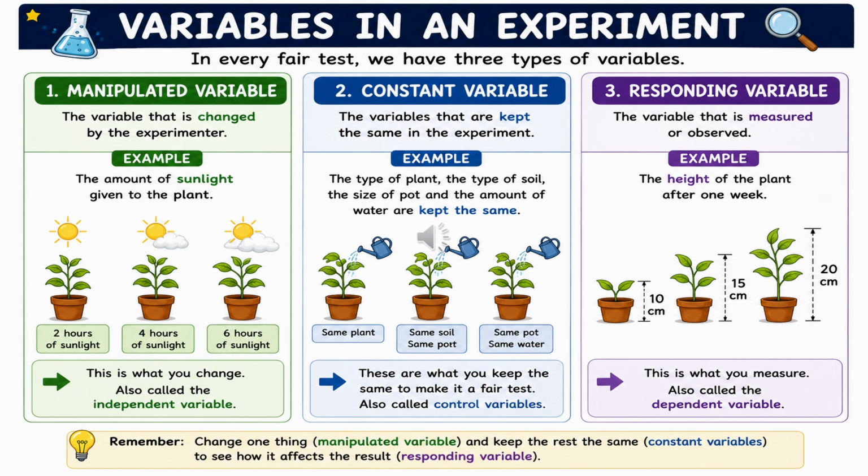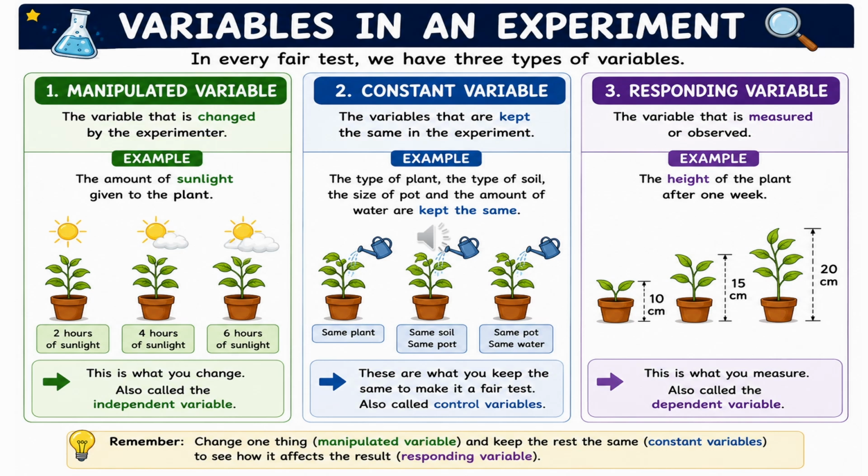So you need to remember, for every experiment, we need to have a fair test. To conduct a fair test, we have three types of variables. First would be the manipulated, constant, and responding. So the manipulated variable is changed. For example, in this slide, the amount of sunlight given to the plant. It is 2 hours of sunlight, 4 hours of sunlight, or 6 hours of sunlight. This is what you change. This is called the manipulated variable, the thing that you change in an experiment.